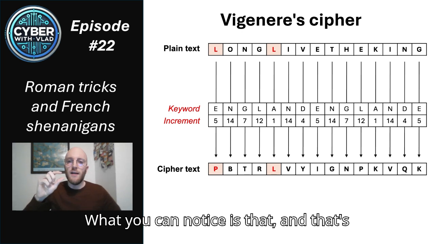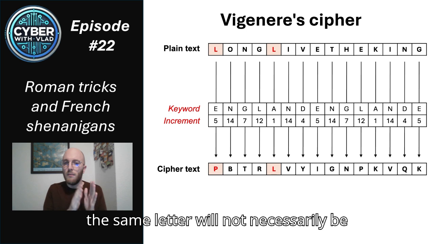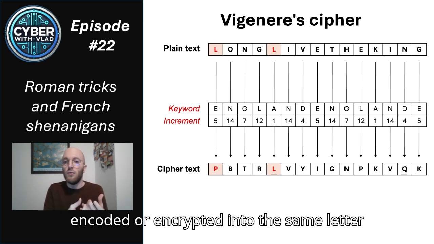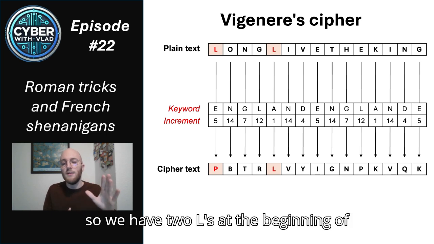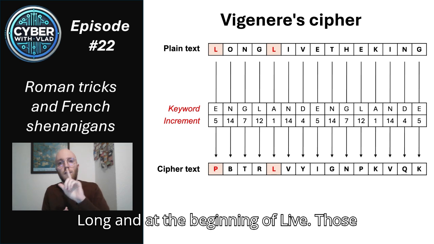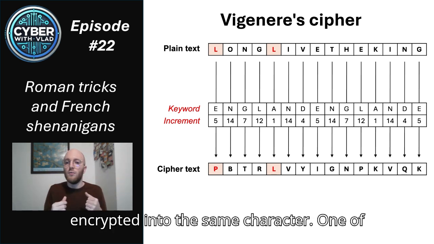What you can notice is that, and that's the main difference with Caesar Cipher, the same letter will not necessarily be encoded or encrypted into the same letter as well. Here we have "Long live the king," so we have 2 L's at the beginning of "long" and at the beginning of "live." Those 2 character L's are not going to be encrypted into the same character.